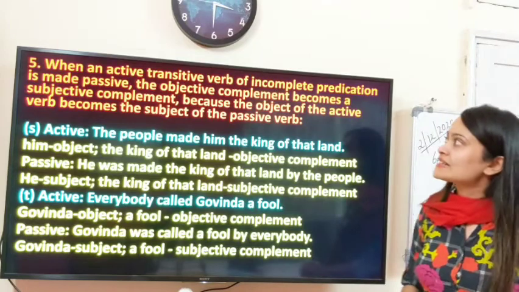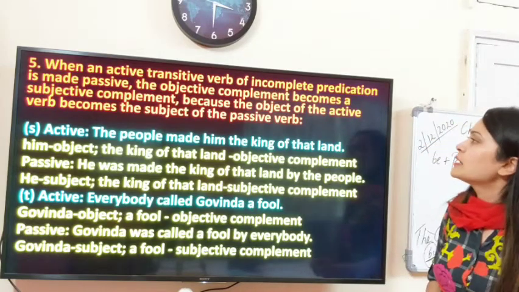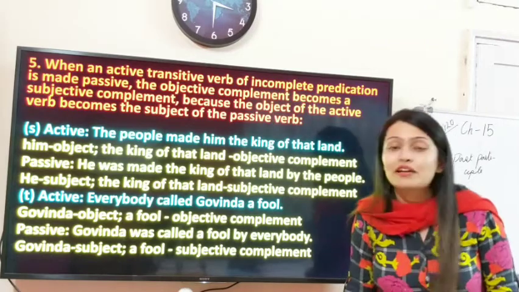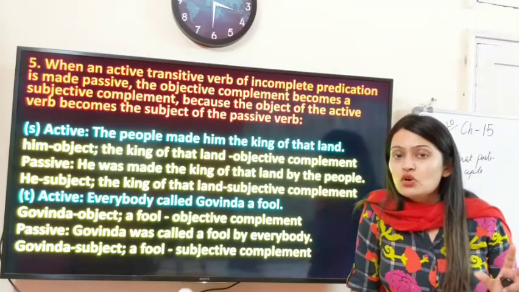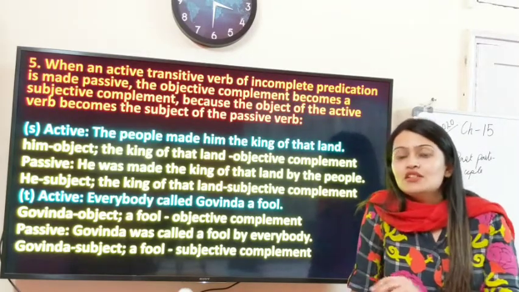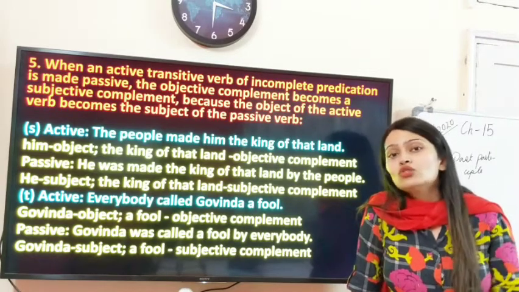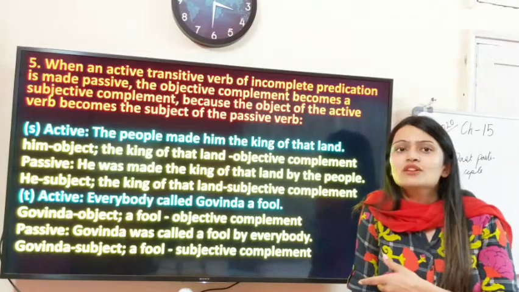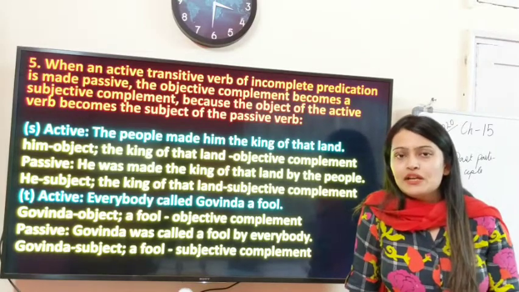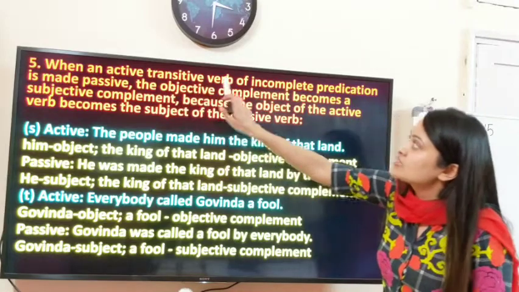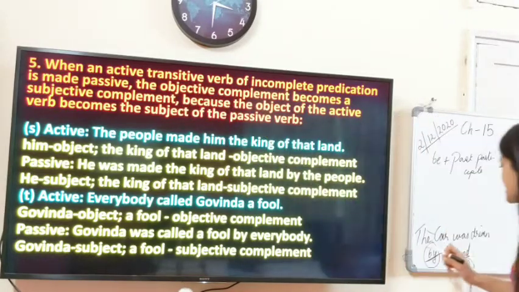Okay. When an active transitive verb of incomplete predication is made passive. Now this is something complex. Now we know what is active voice, we know what is passive voice. We know the difference between the two also, children. And we know how to change an active voice to passive voice. Maybe a little practice is required. Now there are a few examples wherein when an active transitive verb, okay, let's come to this example, children.